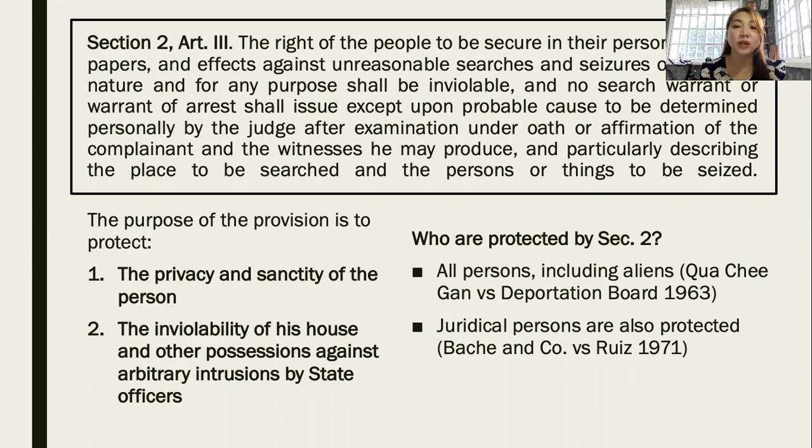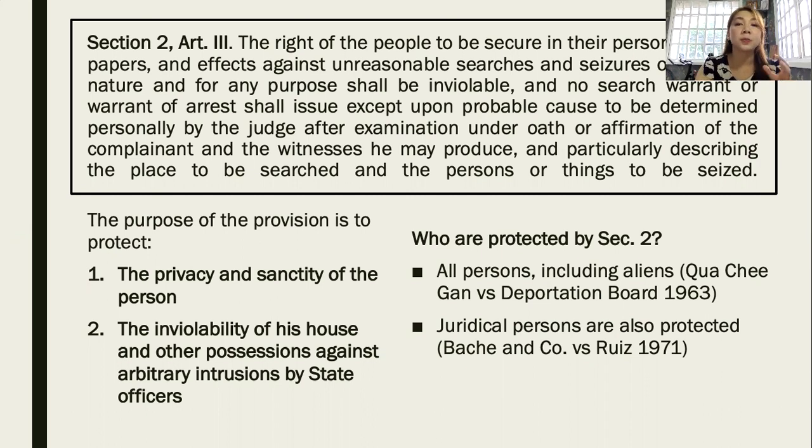A citizen enjoys the right against official intrusion and is master of all the surveys within the domain and privacy of his own home. So this provision applies as a restraint directed only against the government and its agencies tasked with the enforcement of the law. It does not protect citizens from unreasonable searches and seizures perpetrated by private individuals.